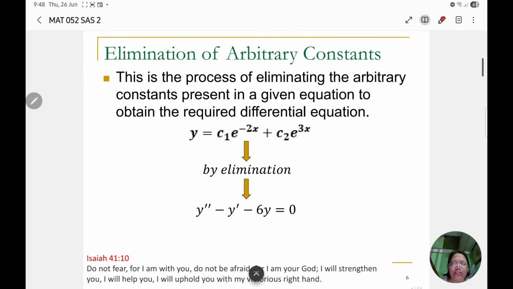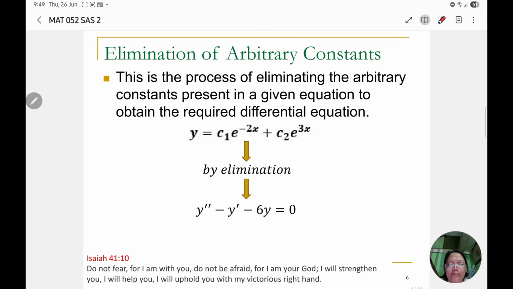Next, elimination of arbitrary constants. This is the process of eliminating the arbitrary constants present in a given equation to obtain the required differential equation. For example, our equation is y equals c sub 1 e to the negative 2x plus c sub 2 e to the 3x. There are two arbitrary constants. Then, when the equation undergoes the elimination process, all the arbitrary constants will be gone. And the result is already a differential equation.